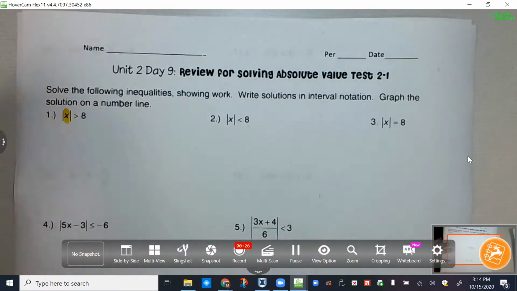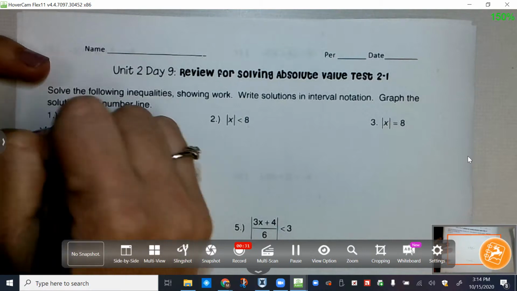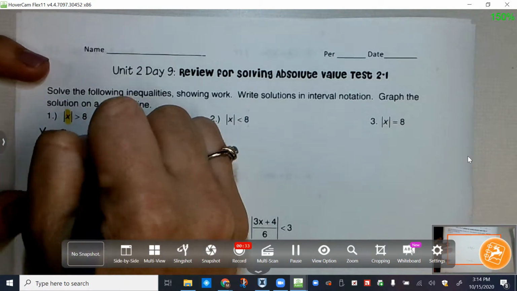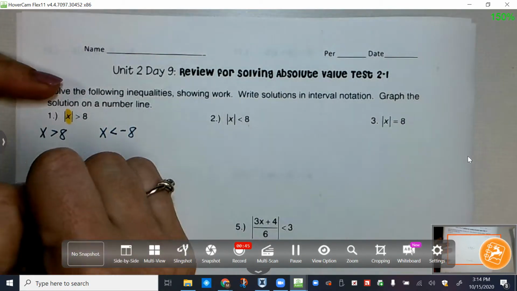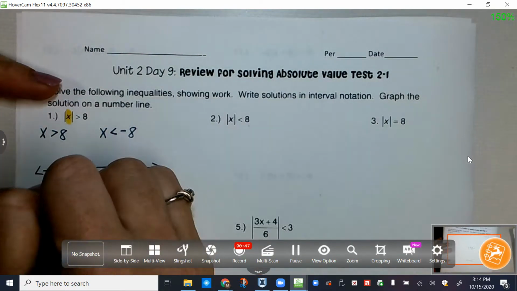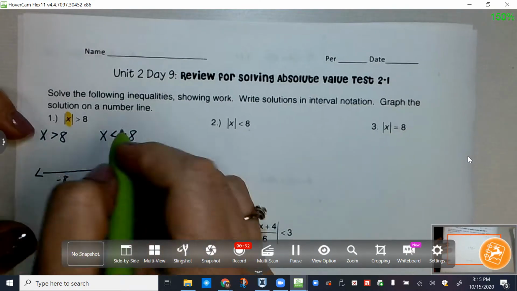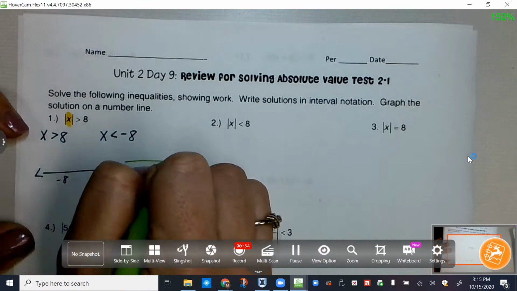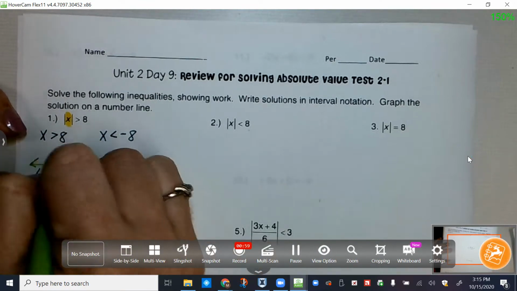you rewrite it once exact and once with the opposite inequality and negative after. Okay, so knowing that, we're done because x is already alone, so we're going to graph it. So we have negative 8 and 8. So it says x is greater than 8 and x is less than negative 8. Both are not equal to, so it's parentheses.